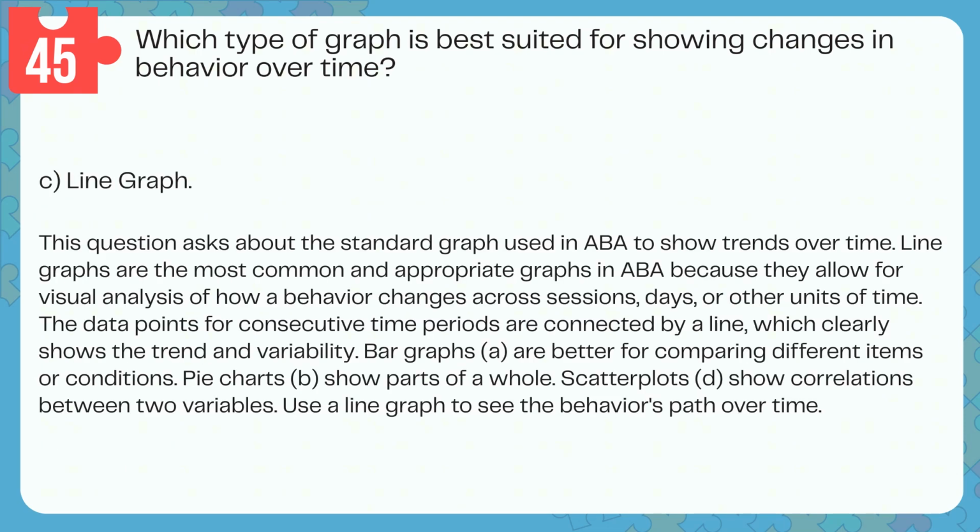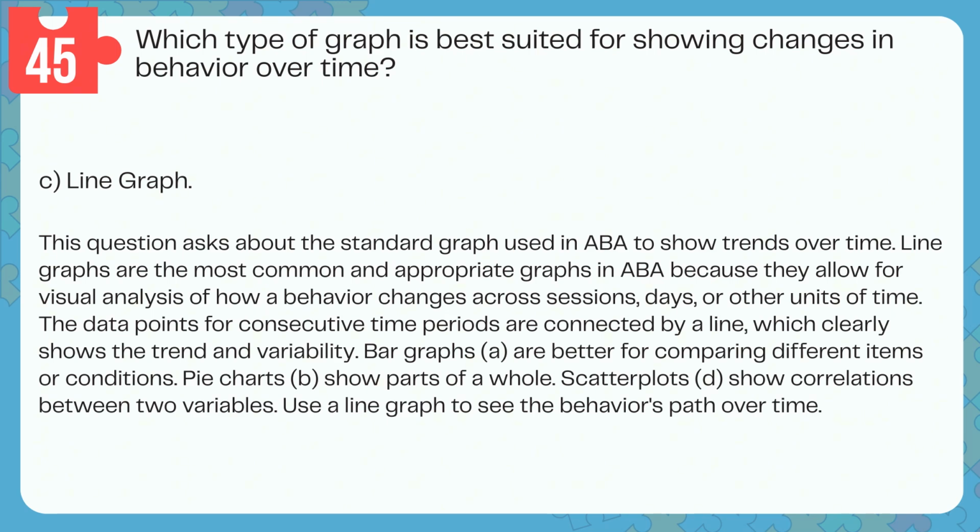Answer: C. Line graph. This question asks about the standard graph used in ABA to show trends over time. Line graphs are the most common and appropriate graphs in ABA because they allow for visual analysis of how a behavior changes across sessions, days, or other units of time. The data points for consecutive time periods are connected by a line, which clearly shows the trend and variability.